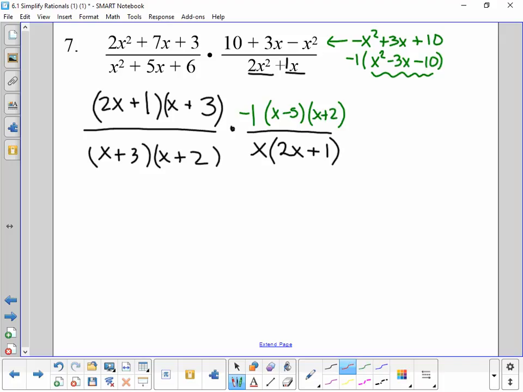So now that I have everything factored, I can look for factors that would reduce or cancel each other out. There's a 2x plus 1. Here's an x plus 2 and an x plus 3. So that leaves me with a -1 times an x minus 5.